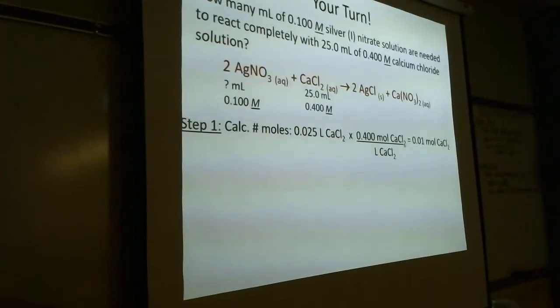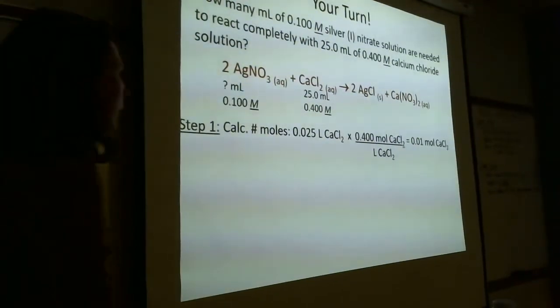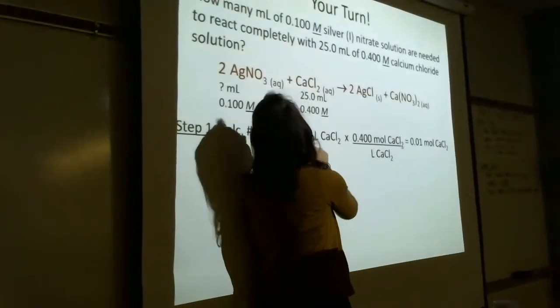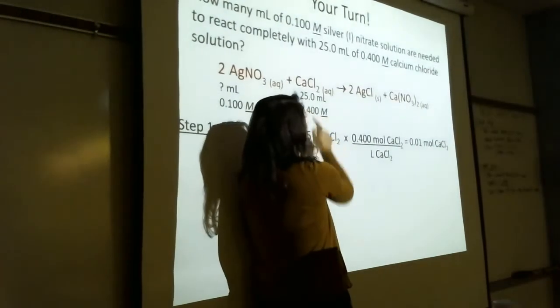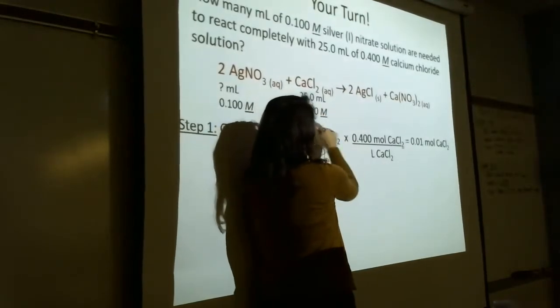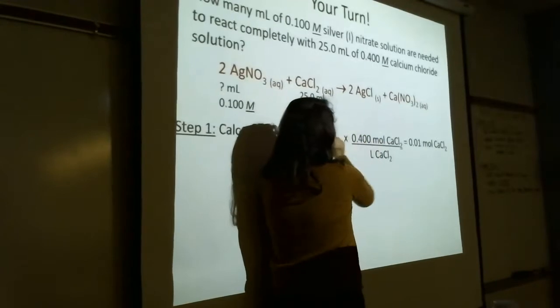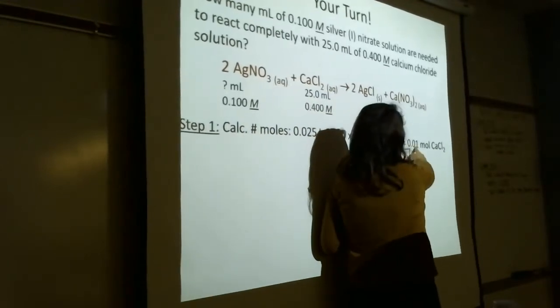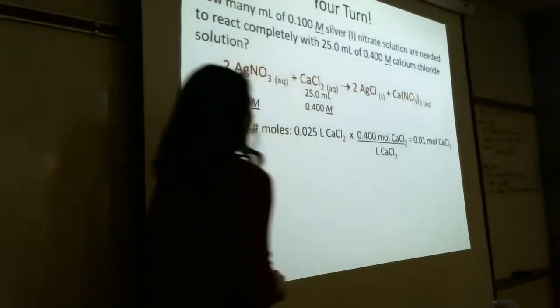So the first thing we did is calculate number of moles, right? So volume times molarity is all this is, right? Because this is 25 milliliters. That's the same thing as 0.025 liters. So volume times molarity, so liters cancels. That's how I get moles. So 0.01.